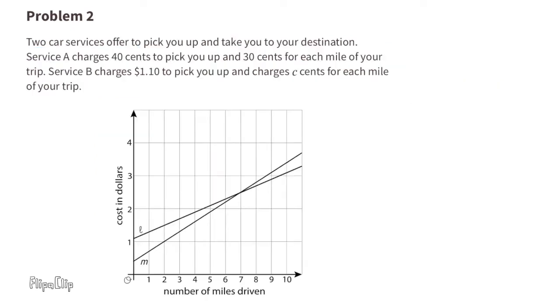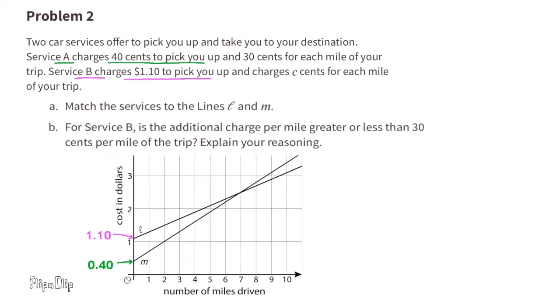Problem number 2. Two car services offer to pick you up and take you to your destination. Service A charges 40 cents to pick you up and 30 cents for each mile of your trip. Service B charges $1.10 to pick you up and charges C cents for each mile of your trip. A. Match the services to the lines L and M.